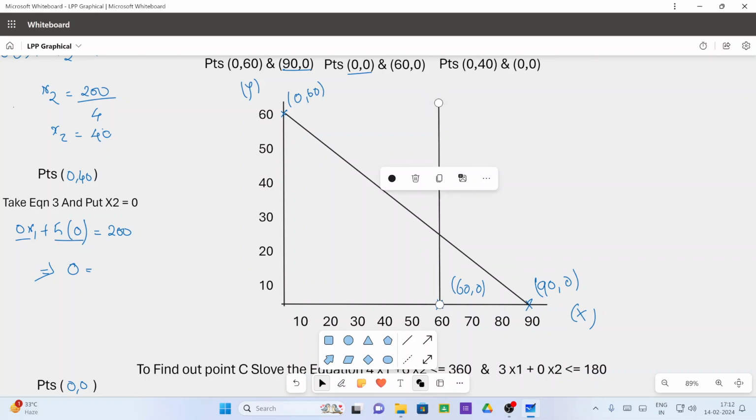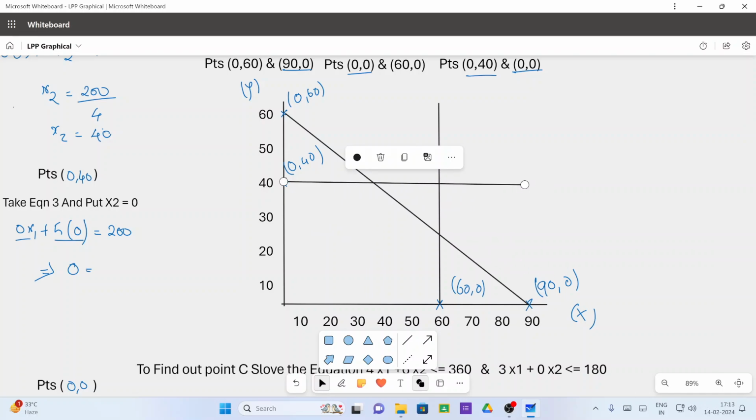The next one is we need to plot equation number 3, which is 0, 40. So 0 on the x-axis and 40 on the y-axis. So 0, 40, and the next point is 0, 0. So 0, 0 comes here. When it is 0, 0, you need not use this particular one. Now we will be drawing a line between these two points. The line will be a horizontal line between these two points. So the line comes here.